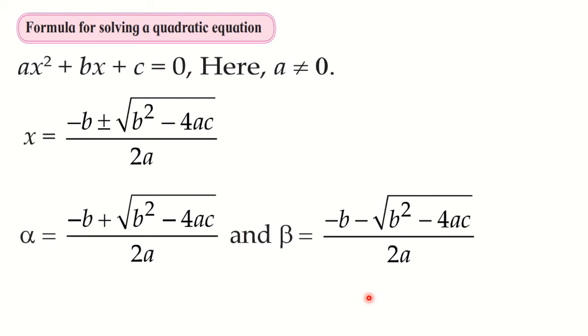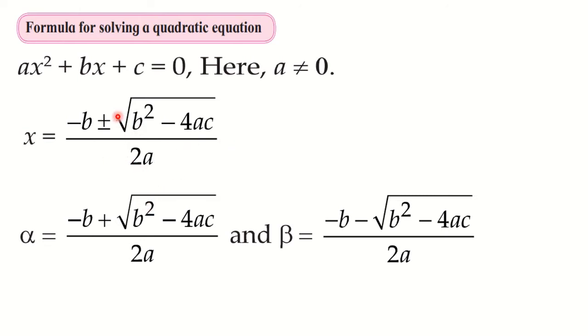Next, the next method is the formula to solve the quadratic equation. So here the formula is given to us and we have to use that formula to solve the equation. So for the quadratic equation ax square plus bx plus c is equal to 0, the condition you know, a is not equal to 0. So here the formula is x is equal to minus b plus or minus under root b square minus 4ac upon 2a.